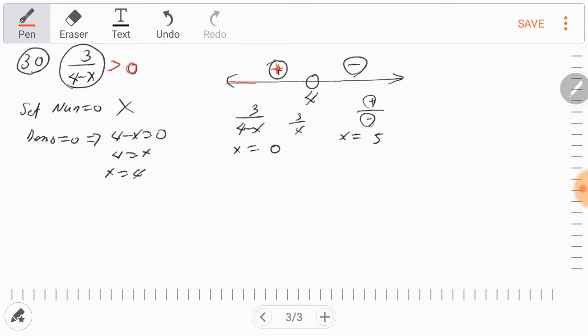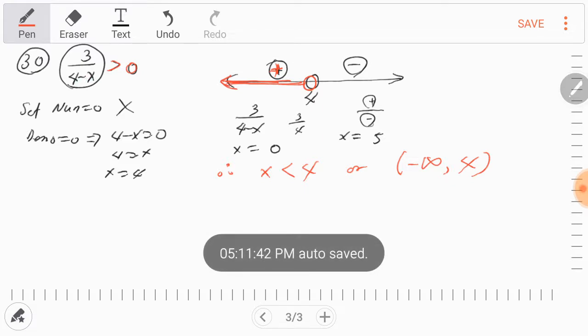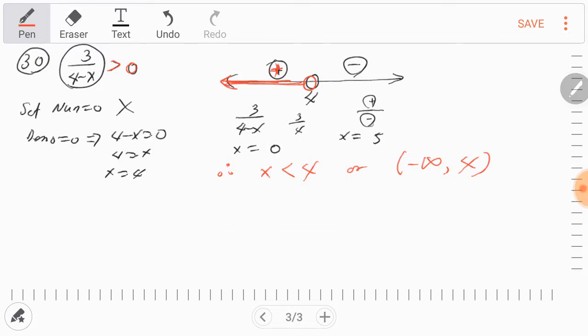So if x is less than 4, then the y value is positive. So the solution is x is less than 4. Or you can write it as negative infinity to 4. 4 is not included. 4 is never included, even though there is an equal sign. We don't include 4 because if x is 4, then the denominator is 0. 4 minus 4 is 0. If the denominator is 0, then what? It's undefined, right? So we never include 4.